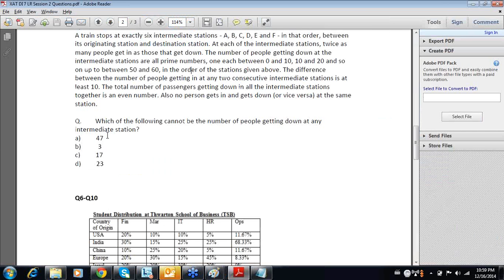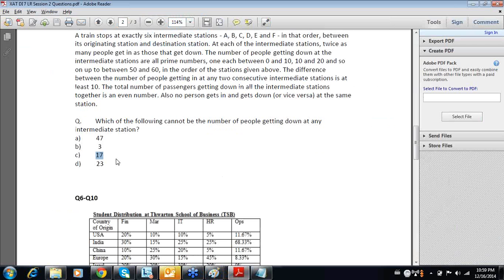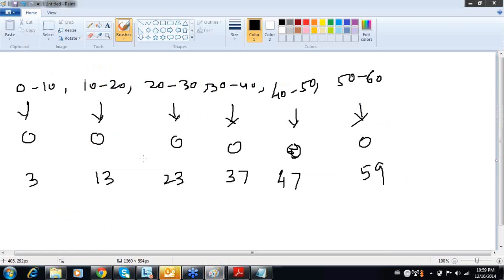So among these, which cannot be the number of people getting down at an intermediate station? 47 is there, 3 is there. So only 17 is not there. So we'll go ahead and mark option C, 17. Got it? Everybody okay with this? Okay, then I'll move ahead.